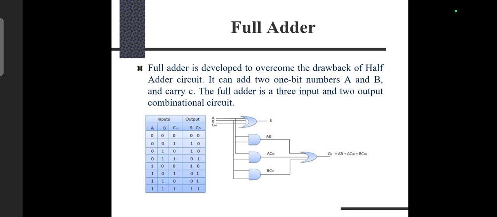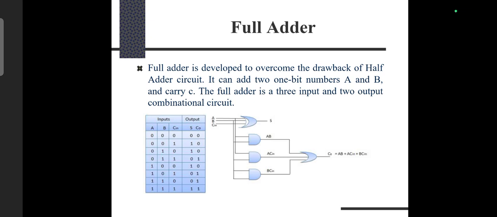As I already said, here we have one more input, that is carry in, C suffix in, and we have C suffix O, that is carry out. Here the carry is represented in 2 forms, one is input carry and another one is output carry. Similar to the half adder, the sum is expressed as the XOR of the three inputs, and the carry is expressed as AB, that is A and B, or A and C in, or B and C in.